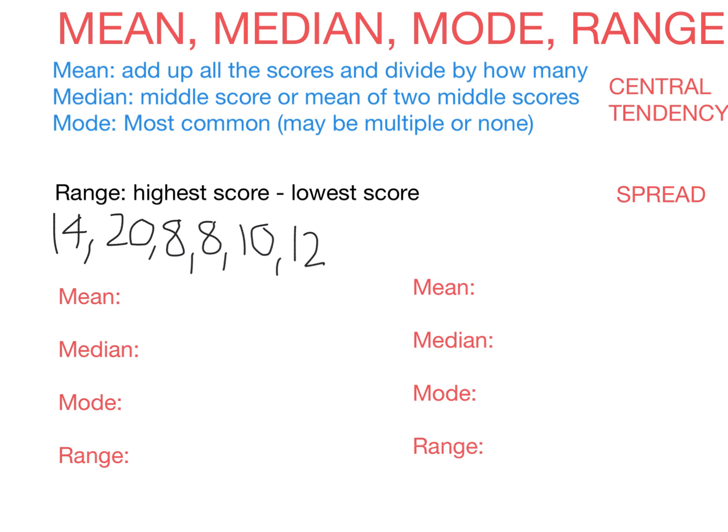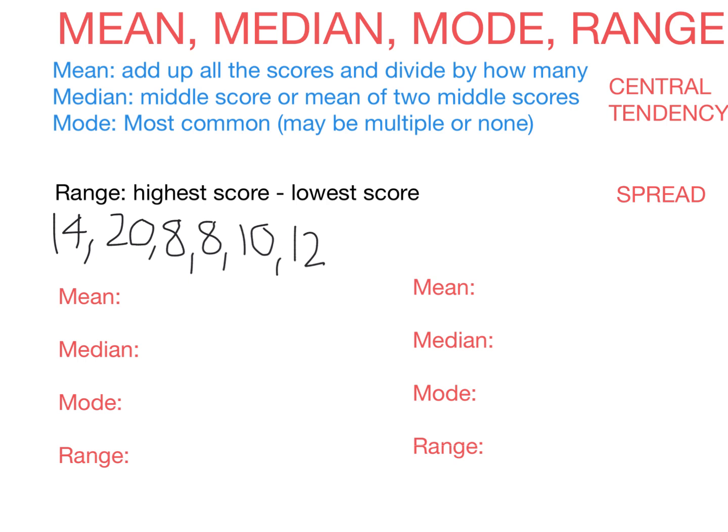So definitions of mean, median, and mode are here. Mean, which is colloquially called the average, is where you add up all the scores divided by how many there are. The median is either the middle score or the mean of the two middle scores, and the mode is the most common. Now, just remember with mode, you can have more than one mode, and it's also possible you have no modes. So these three in blue are measures of central tendency.